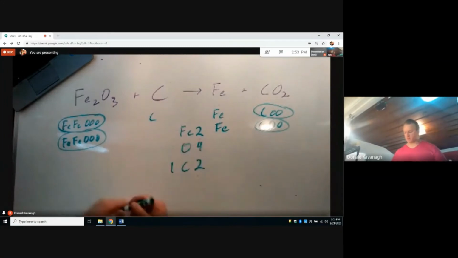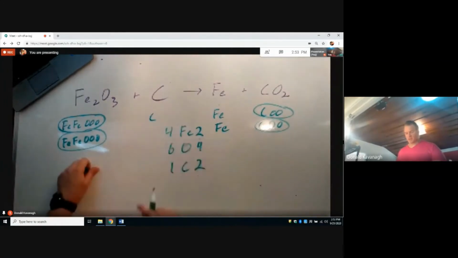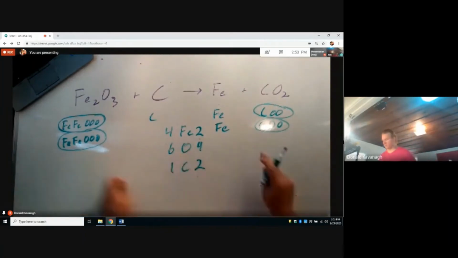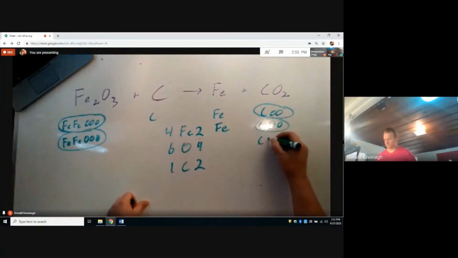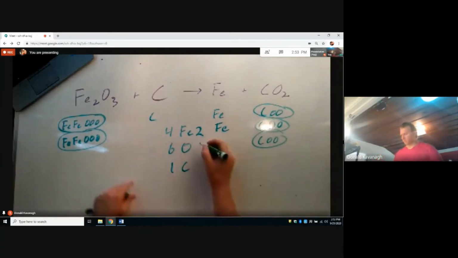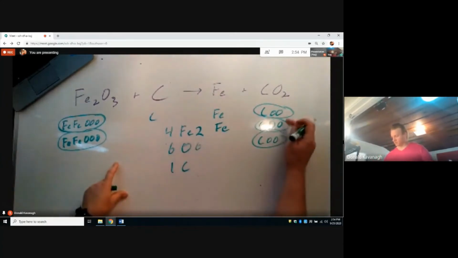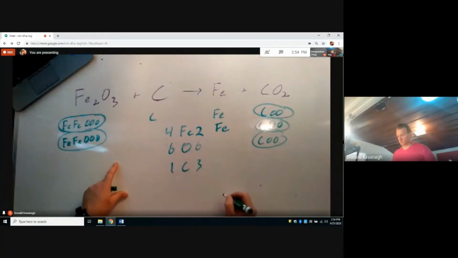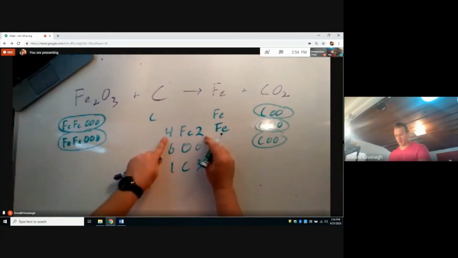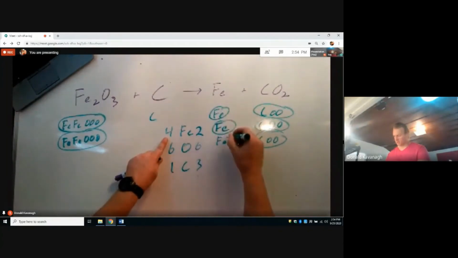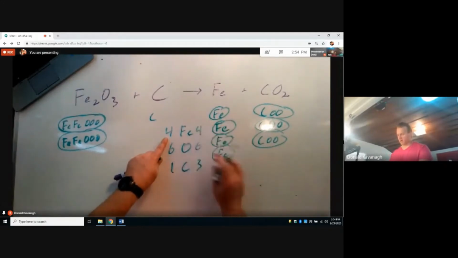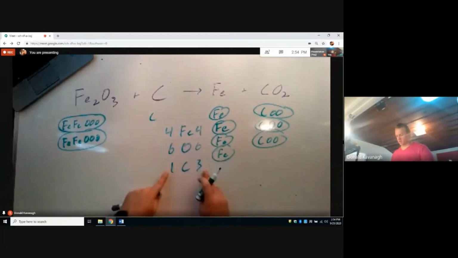We have 4 carbons, 4 irons, 6 oxygens, 1 carbon. Oxygens, let's go back over here and balance out the oxygens one last time. Oxygens are balanced, 2, 4, 6, 3 carbons. Let's pop back up here to irons. This is an easy fix. We can do this because we're talking about iron atoms, solid metal. Irons are balanced, oxygens are balanced, carbons are balanced.